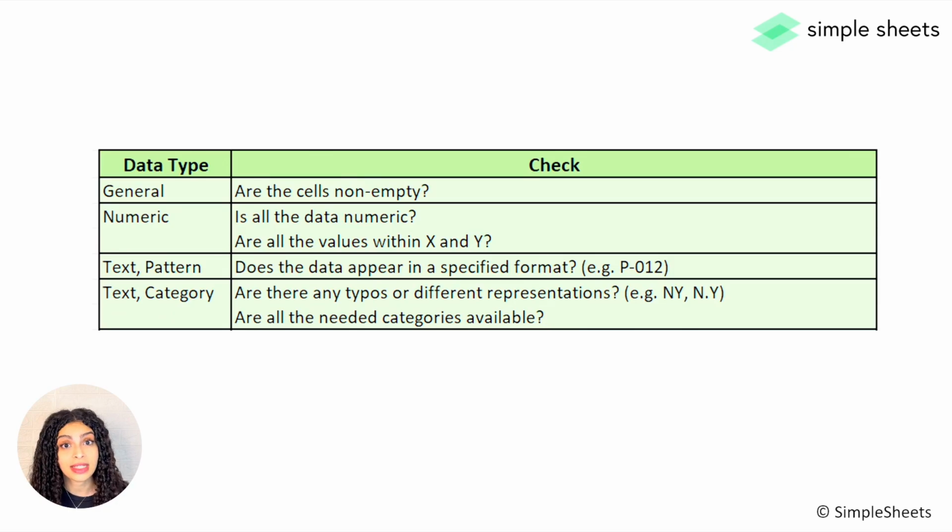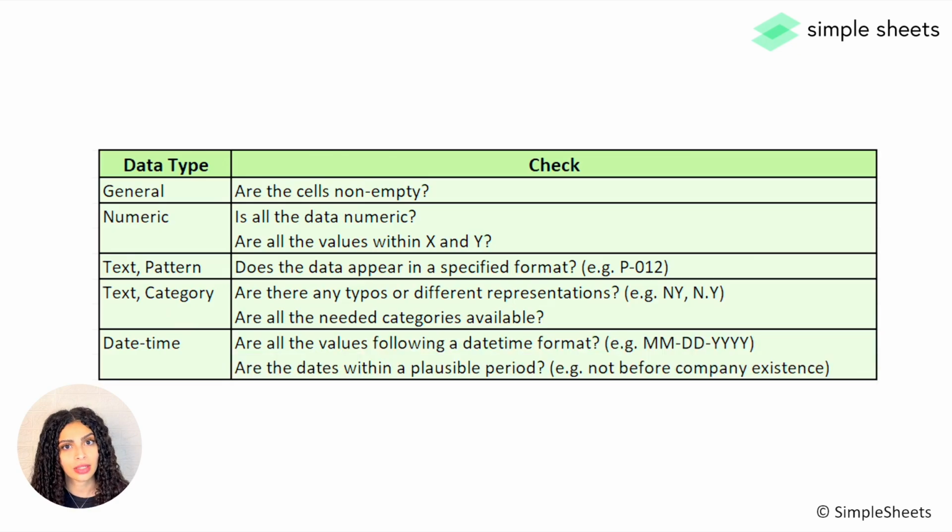We also need to make sure that we have all the categories we need in the data. If the category is absent, this probably means that maybe the data is not complete, it's not refreshed. So make sure that you have the values you need. Finally, we have date time. Date time represents a calendar date or a time in the day, or a combination of both. We need to first check, are all the dates in the same format?